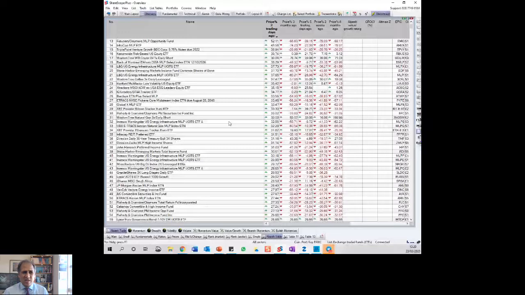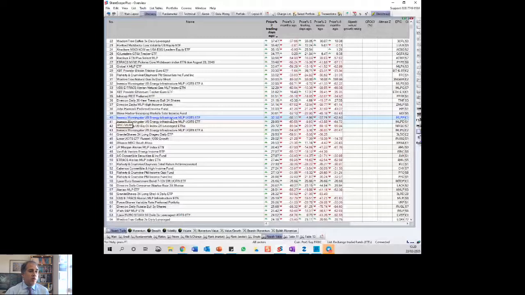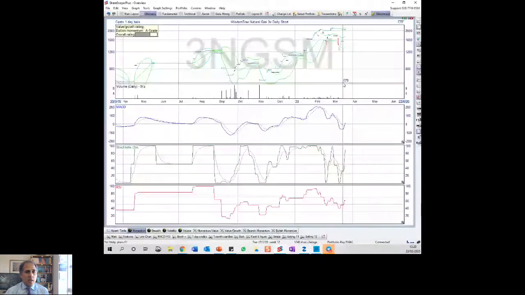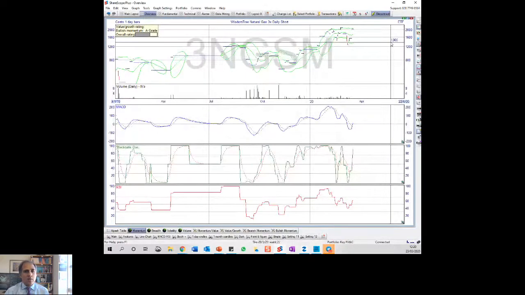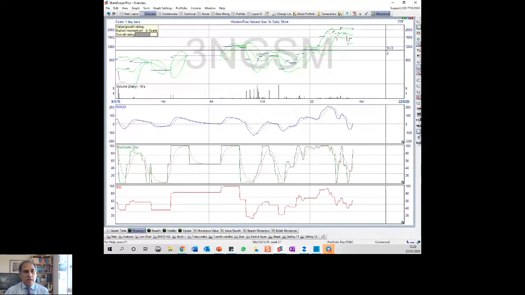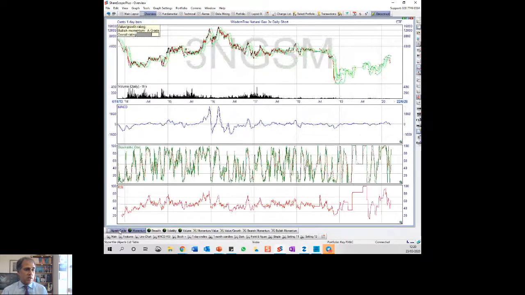Invesco Morningstar US Energy Infrastructure, seriously, up 30%. I could not even begin to tell you, oh yeah, get into that. Natural gas, 3 times daily short, given the collapse in global market demand for natural gas. Yeah, I can see how the daily short is making money. But am I in it? No, I'm not in it because I've not had a chance to look at it. I like to look at data. I like to look at stuff.